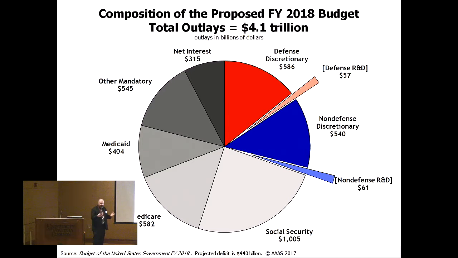So we get through this process. Ultimately, OMB and the president have to approve everything that the agencies put forth around January. And then we get to February, and the president's budget comes out. This is a typical budget. This is actually the president's budget request, President Trump's request for the 2018 fiscal year.